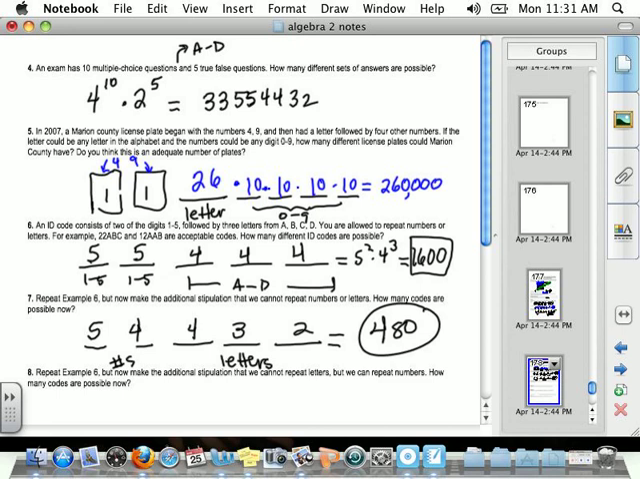Okay, now repeat example 6, but now make the additional stipulation that we cannot repeat letters, but we can repeat numbers. So if you can repeat numbers, that means the first spots are 5 and 5. And then 4, 3, 2, right? So what do we get when we do that? 600. All right, make sense?